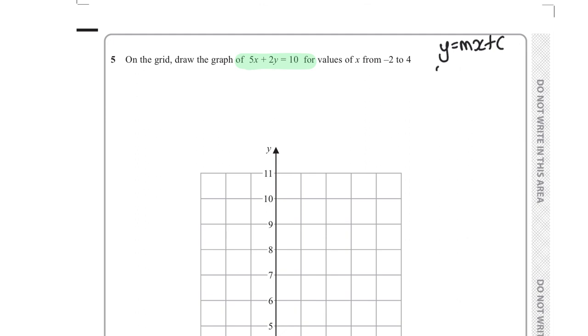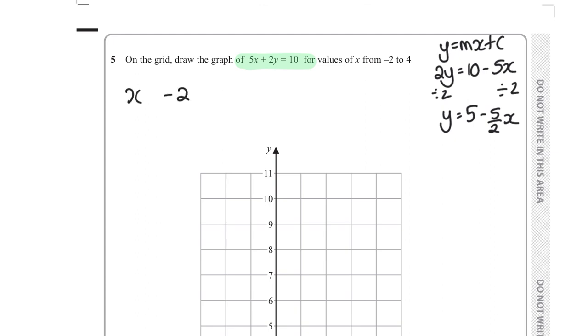So I'm going to minus 5x from both sides. So you get 2y equals 10 minus 5x. And then I'm going to divide both sides by 2. So that gives me y is equal to, so 10 divided by 2 is 5, minus 5 over 2 x. I'm going to leave it in that format.